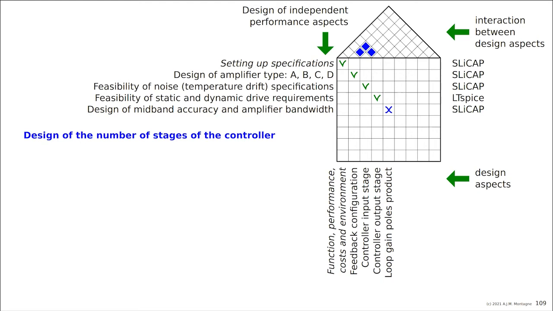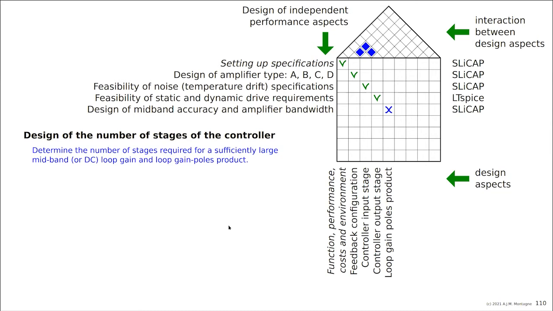So the number of stages then just increases the loop gain pole product. If we add another stage, we can just increase the loop gain pole product. And that is what we want. And in this way, we can design bandwidth independent from the other aspects. So that's why you don't see any blue blocks in the roof.